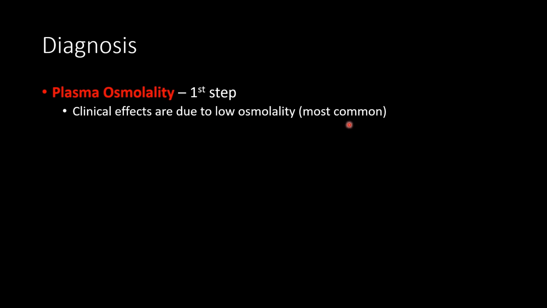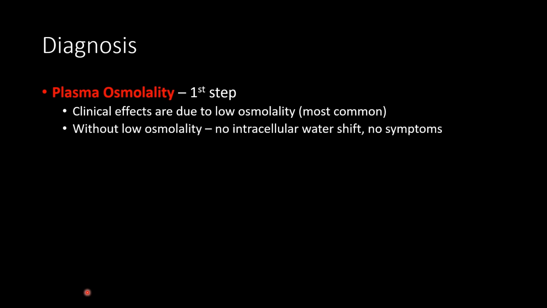That's why the first important step is to know the plasma osmolality, because in a case of actual hyponatremia, the plasma osmolality should be low, because the osmolality formula itself says that osmolality is equal to 2 times sodium. That means if sodium is less, osmolality will be less. That means if in the presence of hyponatremia the osmolality is neither low, it may not be a case of true hyponatremia. We have discussed this before also. Without low osmolality, no intracellular water shift, no symptoms. So plasma osmolality must be low in a case of true hyponatremia.